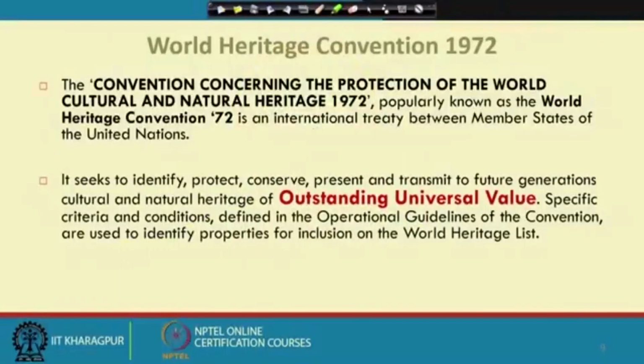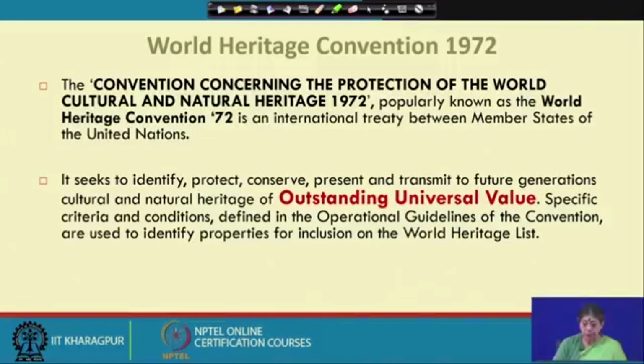This is the first and foremost criterion. So, that membership of UNESCO, and being willing to propose or see that one of its sites is inscribed as a World Heritage, is absolutely important. So, what does it do? It seeks to identify, protect, conserve, present and transmit to future generations the cultural and natural heritage of outstanding universal value, which is in short known as OUV, outstanding universal value.